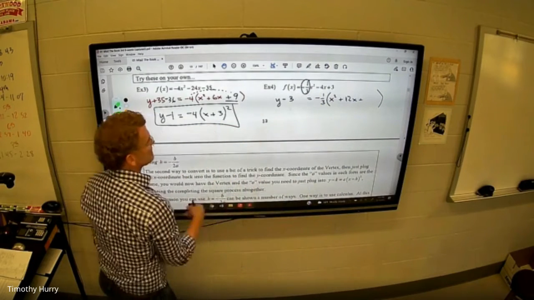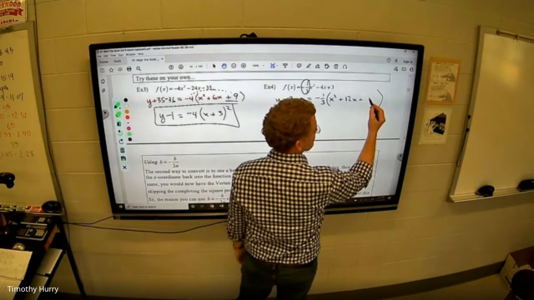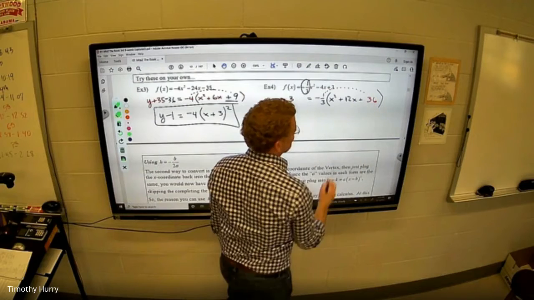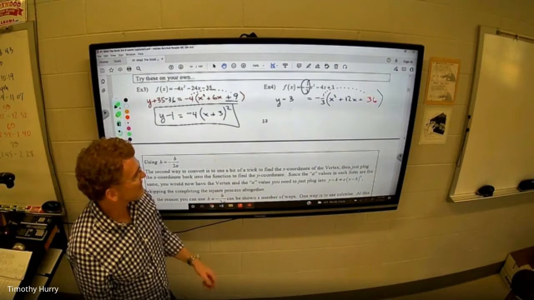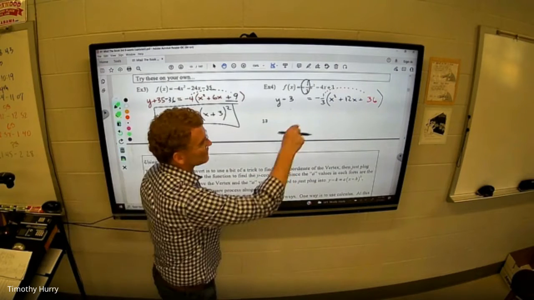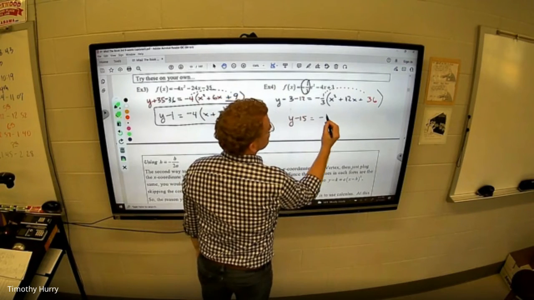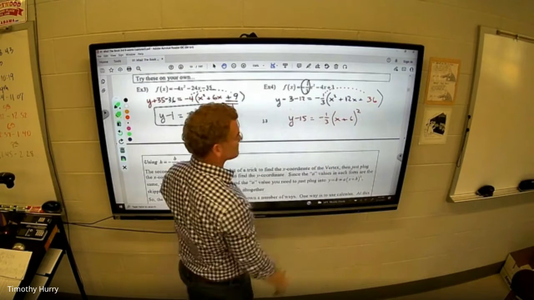So complete the square. What do I add? 36. If I add 36, what did I really do? I subtracted 12, right? Because a third of that is 12, negative 1/3 of that is a negative 12. So I'm going to subtract a 12, and here we go. y minus 15, negative 1/3, x plus 6 quantity squared.